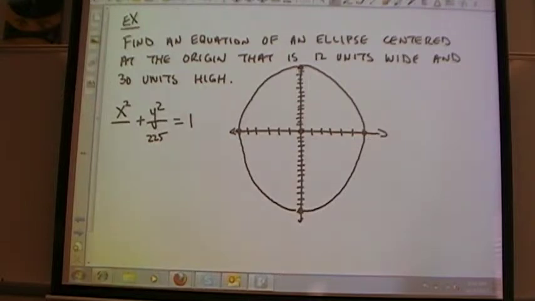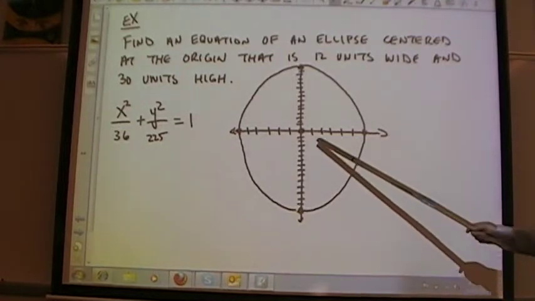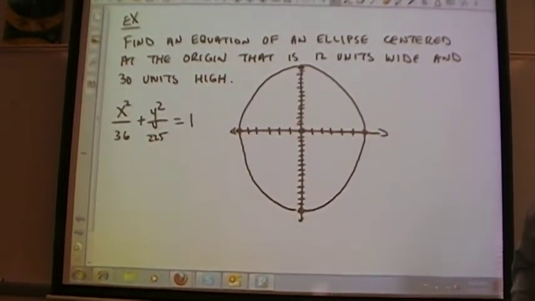What goes under the X? 144? No, 6 squared, 36? 36. Yeah. Oh, look, I was looking at 12. So you've got to cut that in half, and then square it. You've got to do half of 12, which is 6. Wait, I'm so confused. I'm sorry.